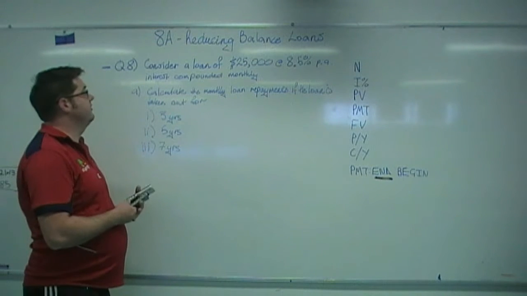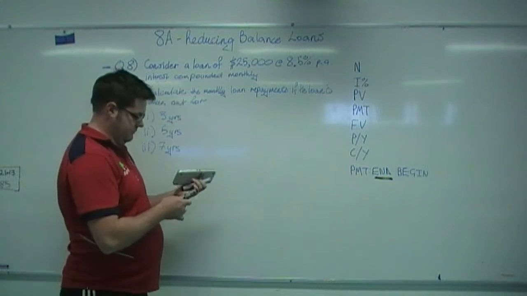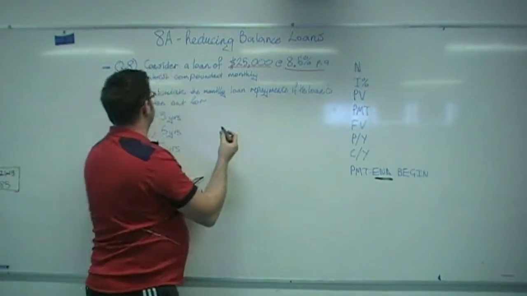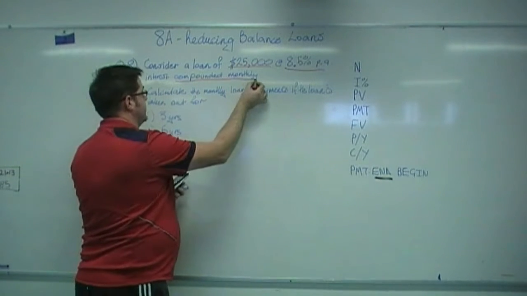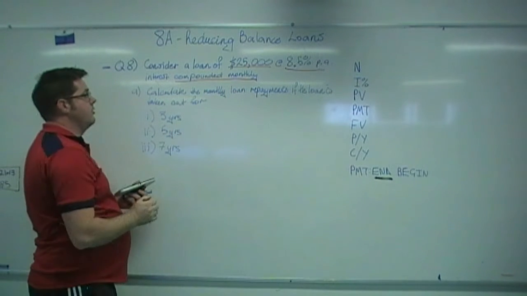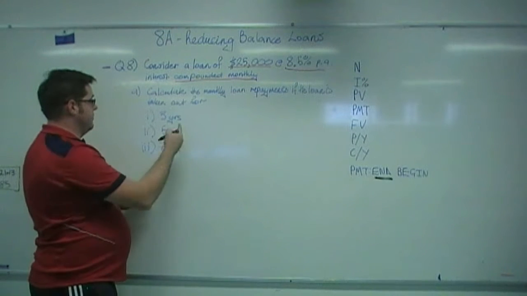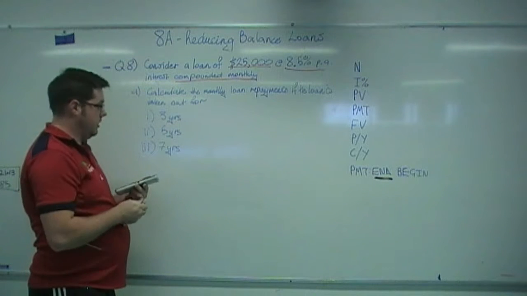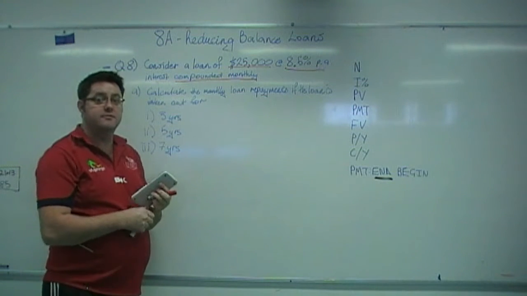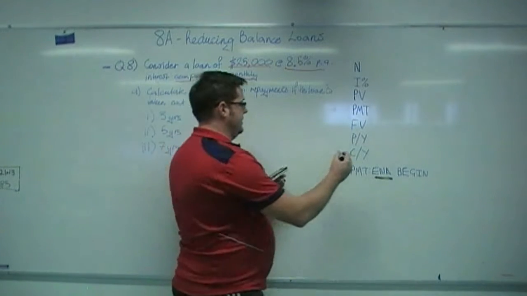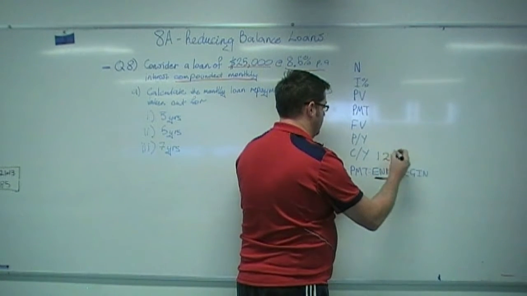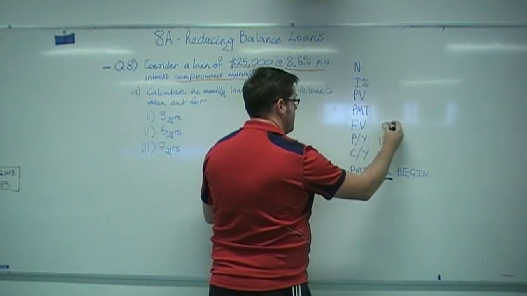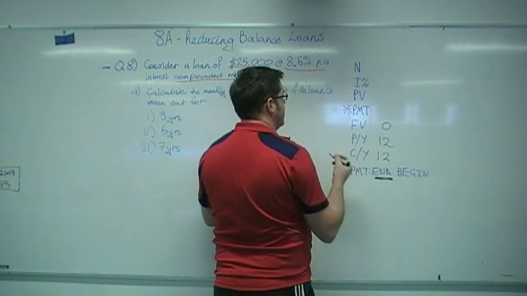Okay, now let us finally consider question 8. So the question posed is: consider a loan of $25,000. There's a key piece of information: at 8.5% per annum, interest compounded monthly. So we need to calculate the monthly loan repayments if the loan is taken out for 3 years, 5 years, and 7 years. Okay, so let's start filling out the fields that we'll need for the TVM calculator. So the compounding periods per year is 12, same as the payment periods. The future value will be 0. The payment is what we're trying to find.